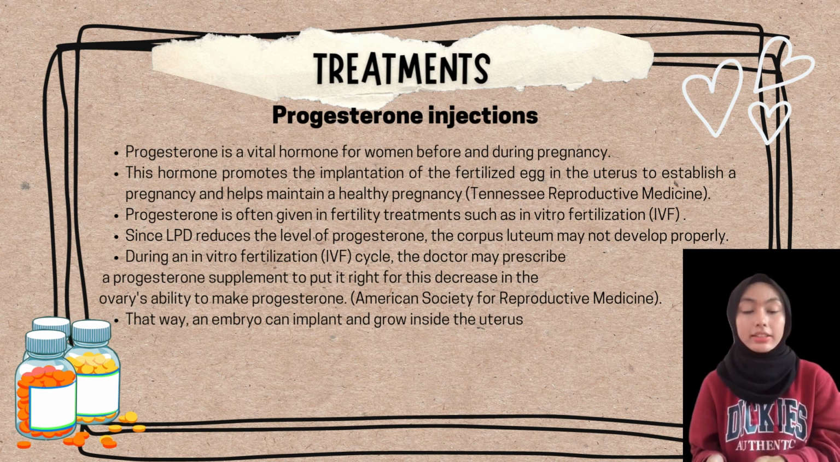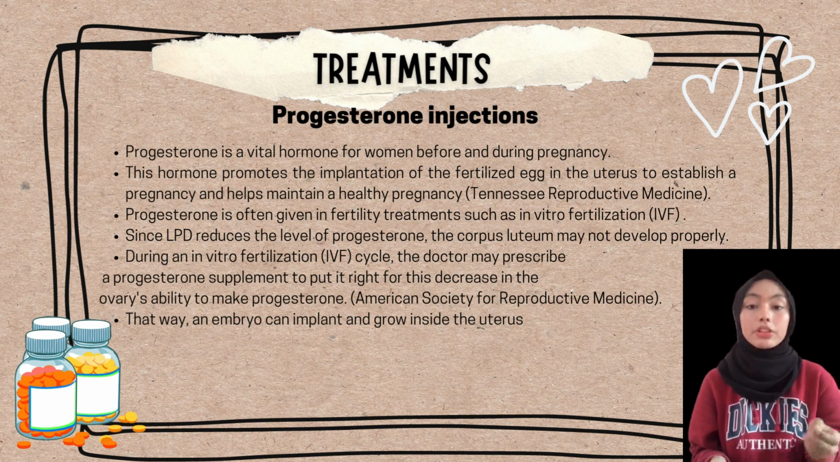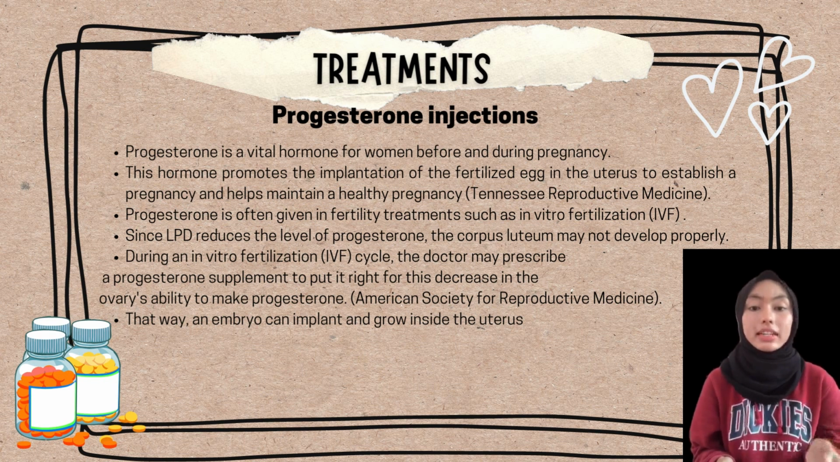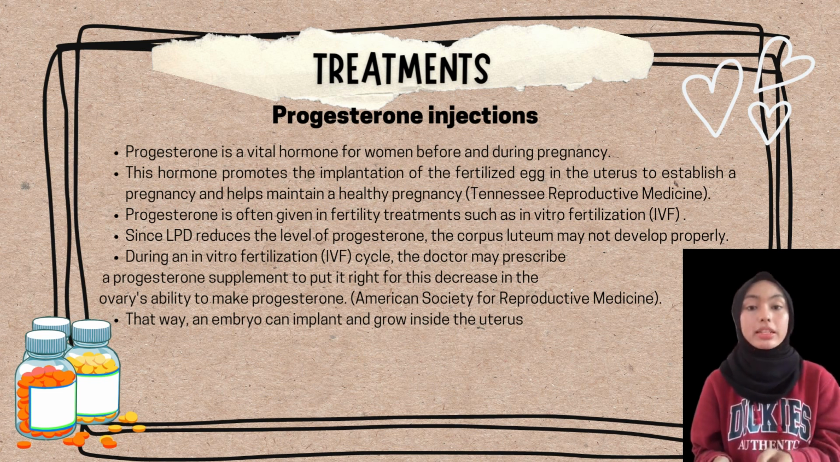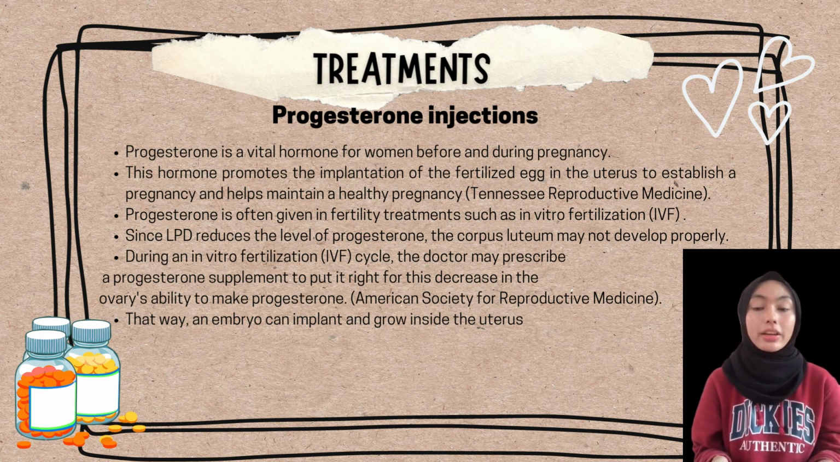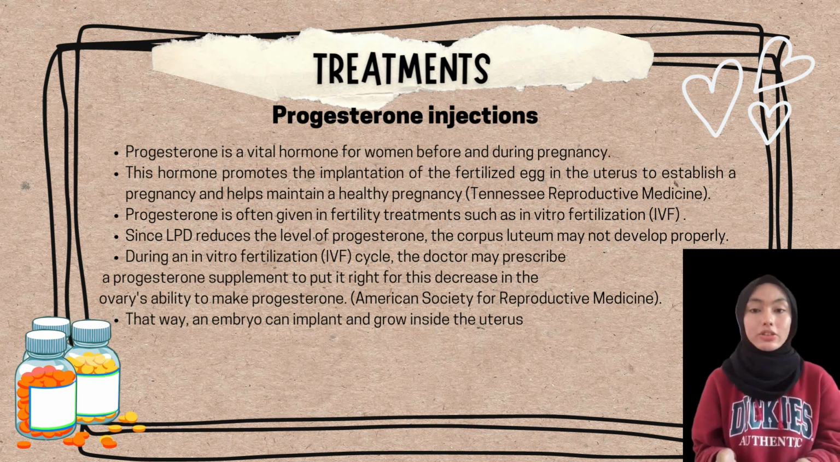Since luteal phase defects (LPD) reduce the level of progesterone, the corpus luteum may not develop properly. Moreover, progesterone is often given in fertility treatment like in vitro fertilization (IVF). During an IVF cycle, the doctor will prescribe a progesterone supplement to correct this decrease in the ovary's ability to make progesterone, because in that way an embryo can implant and grow inside the uterus.